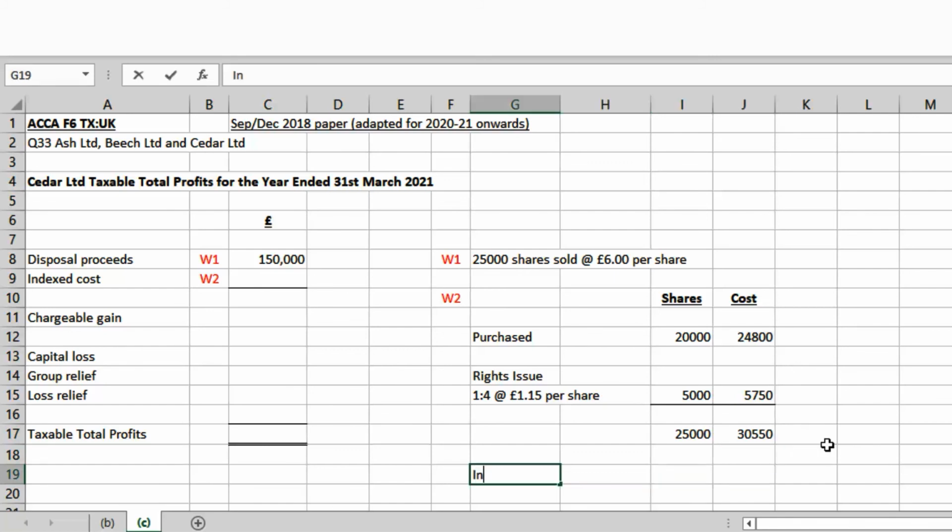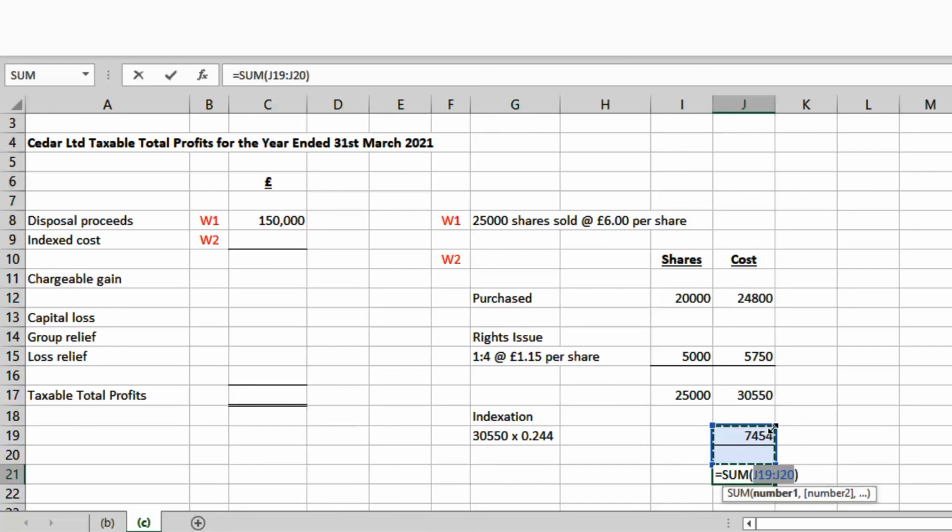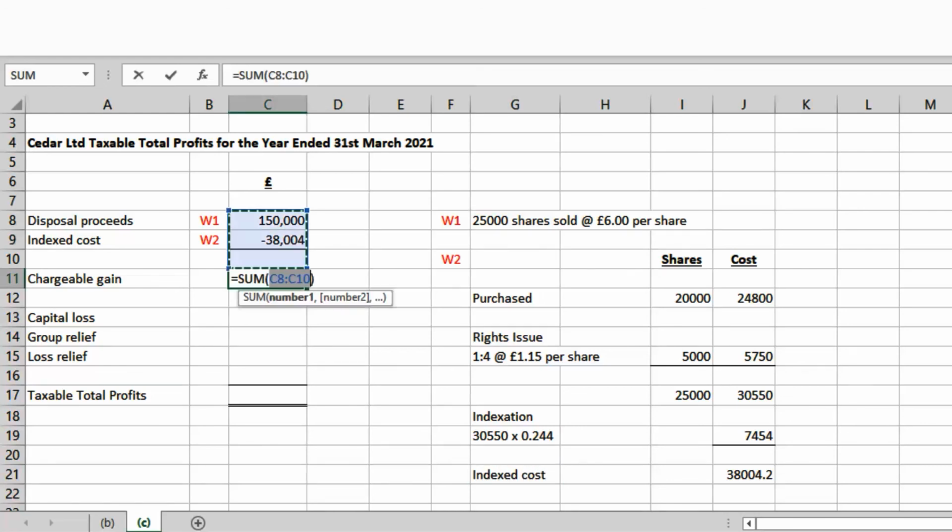Now we need to work out any indexation, and that would be 30,550 multiplied by 0.244, again provided in the question. That gives you 7,454. Then we add that together, which gives you 38,004. So our indexed cost is 38,004. And that gives you a chargeable gain of 111,996.